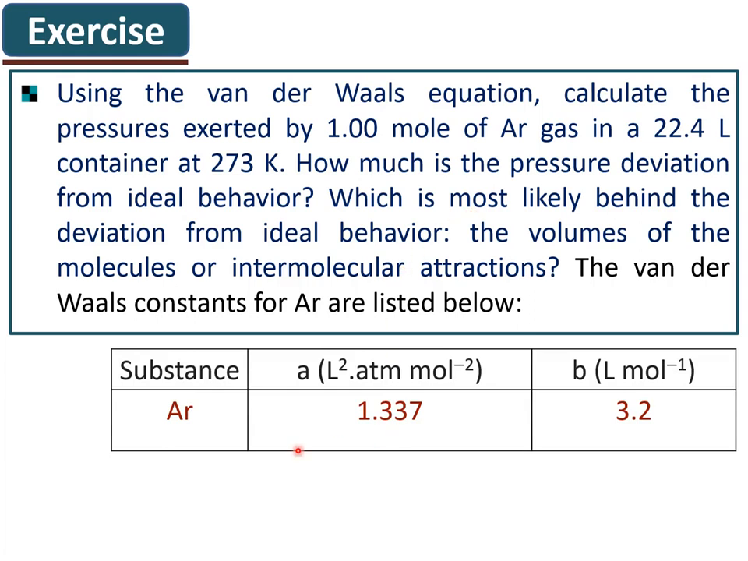Okay? The A constant, which is located in the pressure correction. I said that the pressure correction is A times N over V squared. You have N over V squared, right? You already have N, because it said here 1 mole of gas. You also have V, right? So everything is known. The missing parameter is A. He gave you the A constant.